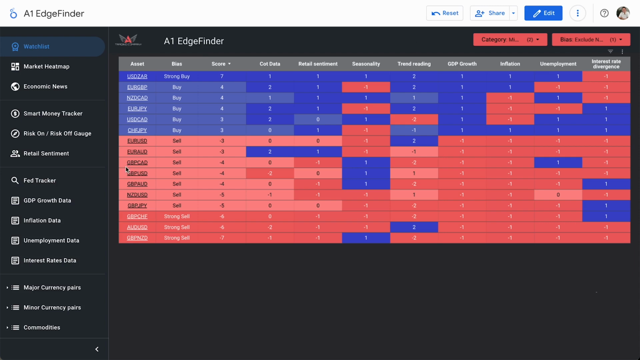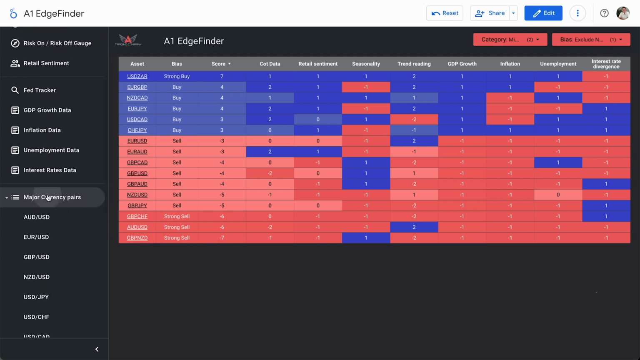And that gives us this list here, and it's making it pretty easy on us because we have one strong buy, so USD ZAR, like I just mentioned, not a major currency pair, but still a US dollar pair that we can take a look at. This is our most strong buy with a score of +7. GBP NZD is our strongest sell with a score of -7. So it looks like those are the two that we're going to take a look at. So let's just go ahead and get right into it.